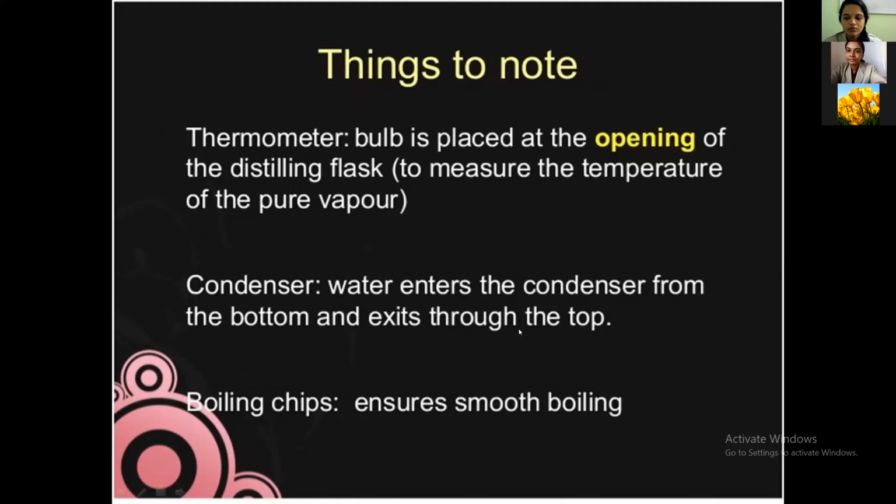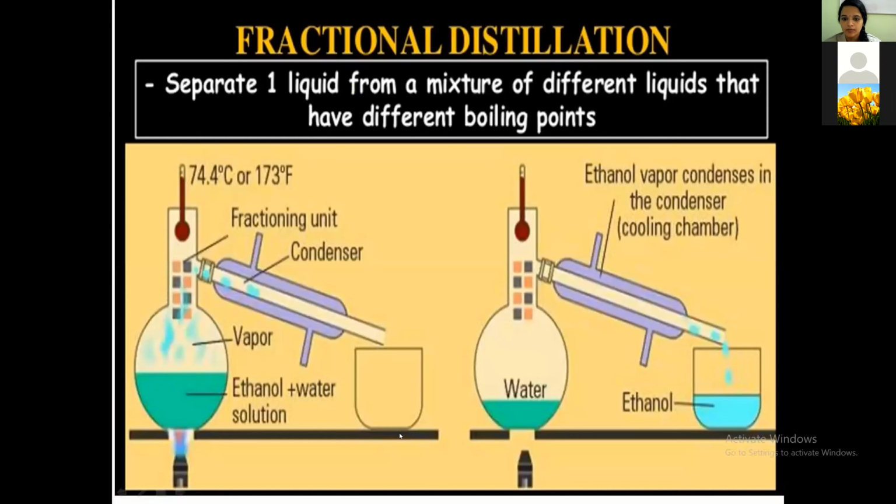And things to remember while doing the simple distillation are the thermometer bulb is placed at the opening of the distilling flask. In case of the condenser, water enters the condenser from the bottom and exits through the top. Boiling chips ensure smooth boiling. And the next one is fractional distillation. Fractional distillation is used to separate one liquid from a mixture of different liquids that have different boiling points. That is, here we take the example of ethanol and water.